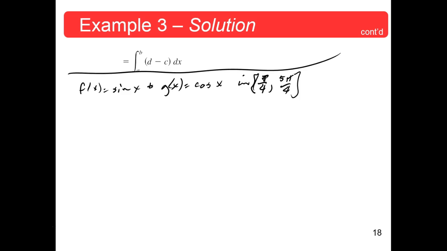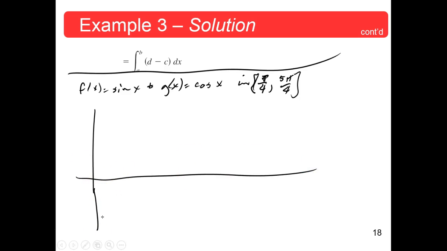So it may be helpful, I think it probably would be, to draw a graph. Sine starts at 0, and at pi halves goes up to 1. At pi goes down to 0. At 3 halves pi goes down to minus 1. At 2 pi, it goes up to 0 again. That's going to be more than enough for this interval.